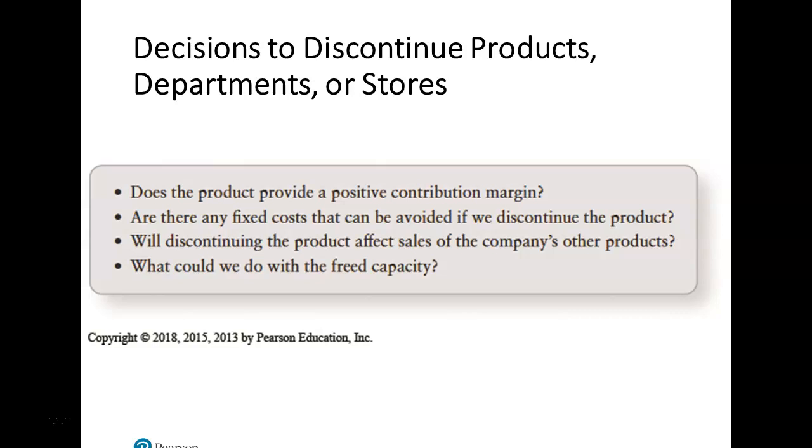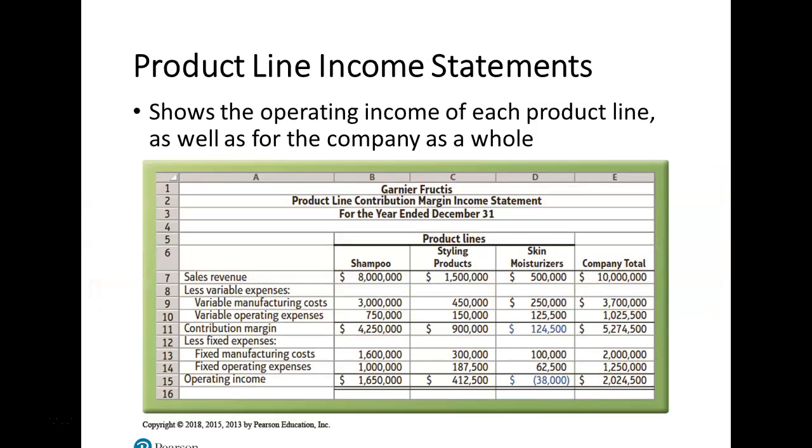And that's very, very important. When you discontinue a product, there are some fixed costs that don't apply, that will go away. And if discontinuing a product will affect sales of other products, would it affect the sale of other products? You need to know that. And what could be done with the free capacity? How are you going to utilize your resources for other types of opportunities?